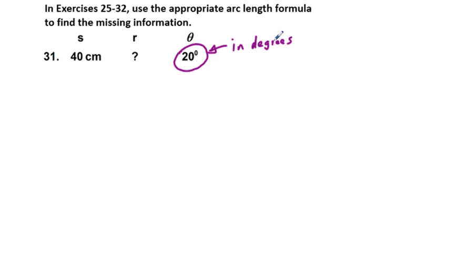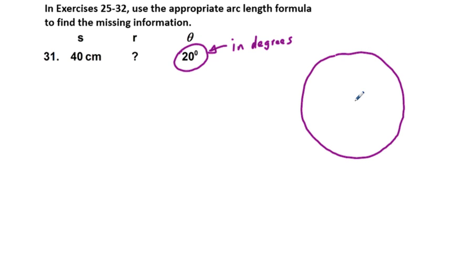And you remember from the arc length formula we looked at earlier, we had to be in radians. So we're going to need to convert this 20 degrees into radians. Well, to do that, it builds upon what I was sketching the last time around when we had that 3 meter arc length.